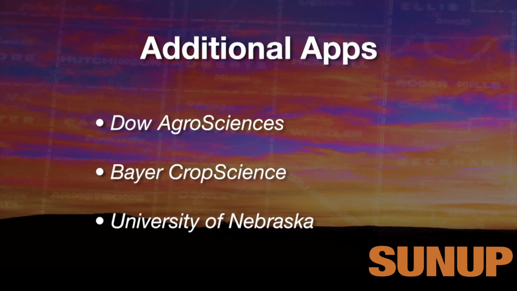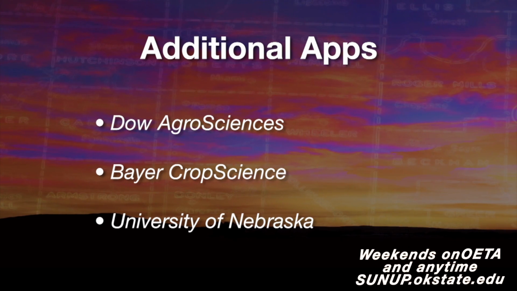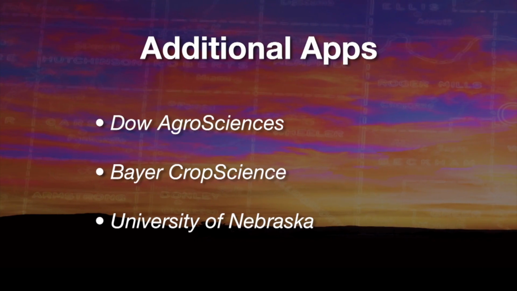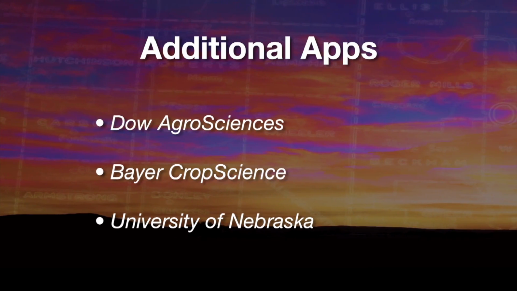Several of the product companies have produced apps that can help you identify their herbicides that will work best for certain situations. With that, if you'd like more information on these apps or others, go to the SunUp website at sunup.okstate.edu.